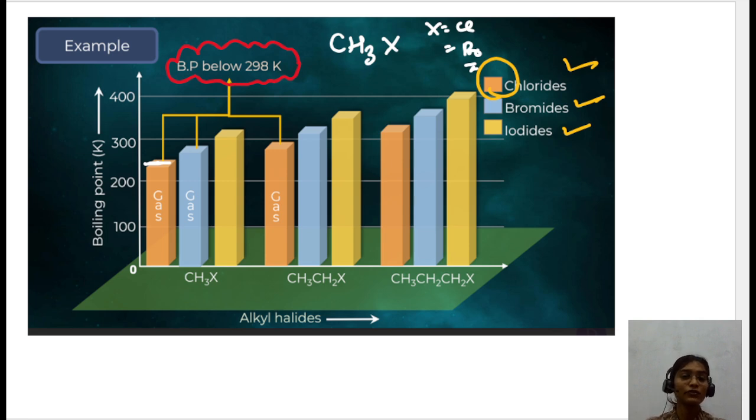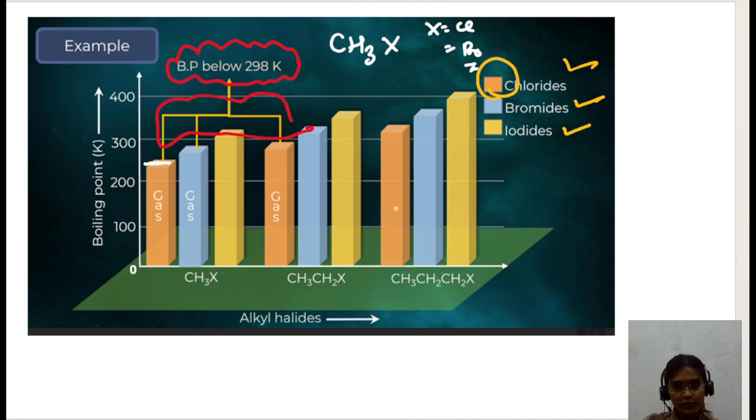So temperature varies. What is the meaning of this point? Below 298 Kelvin, all three have a boiling point lower than 298. It means below 25 degrees Celsius, right? So it simply represents that they are gases at room temperature. Yes, very good, Sanjana. This is the highlighted point here on the slide. That's it. So all four are gases in nature.